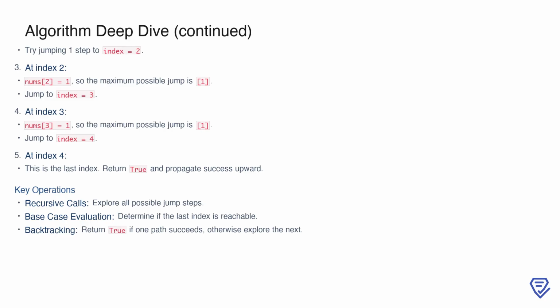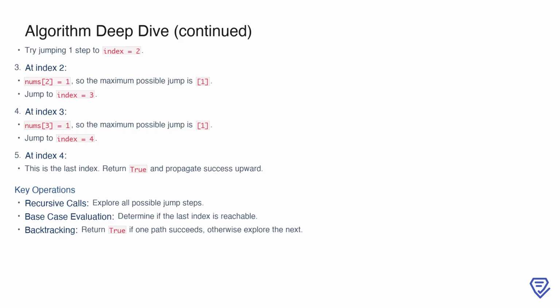Continuing from index 1, we first try jumping one step to index 2. At index 2, nums[2] equals 1, allowing a maximum jump of one step. This leads us to index 3. At index 3, nums[3] equals 1, again allowing only a single step, which takes us to index 4. Finally, at index 4, we've reached the last index. At this point, we return true and propagate the success back through all previous recursive calls. This example highlights the mechanics of the algorithm, exploring all possible jumps, evaluating the base case to check if the last index is reachable, and backtracking to try alternate paths if necessary.